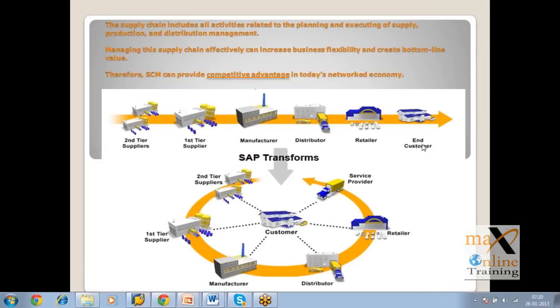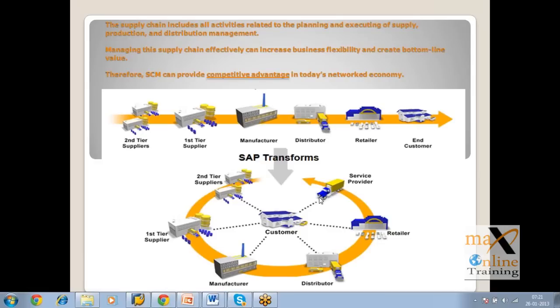Otherwise, if the demand is 1,000, maybe you will produce 2,000, or maybe you will produce 500. If you produce 500, then you will miss 500 units of customer orders. Or if you produce 2,000 units, then we are maintaining excess inventory. So to control all these things, we need proper supply chain management software.